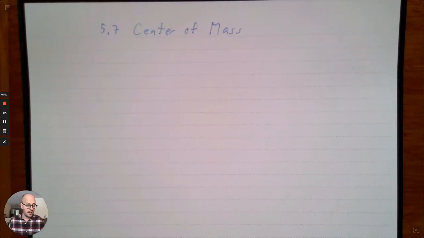Hey folks, so we are talking center of mass today. I introduce it during the momentum unit because that's where you will see it be applied the most in this course, but really it's kind of a concept that's been following us around for a while.